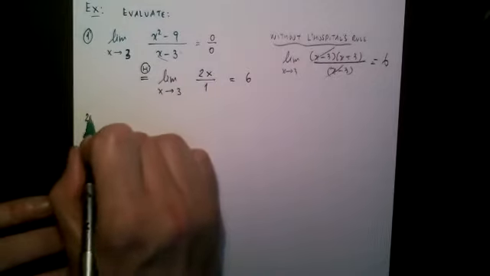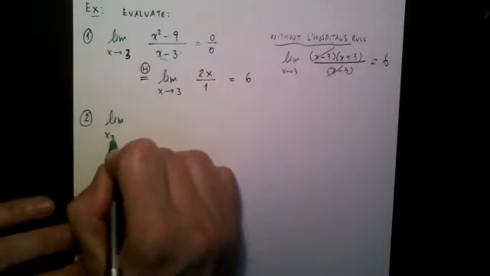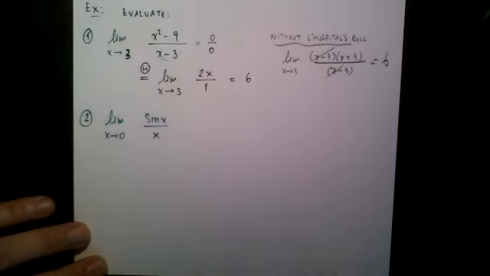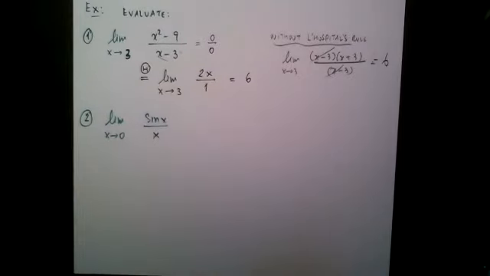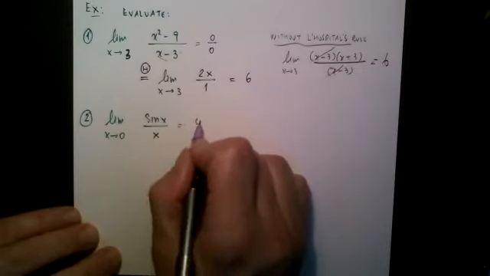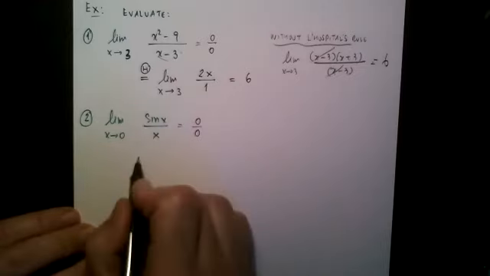Number 2. Okay, so try this one. Well, I'll try it. I'll do it with you. So limit x approaches 0 of sine x over x. So this we know that it's what? 1. Yeah, we know that it's 1. Okay, so let's use L'Hopital's rule. So if you plug in 0, you get 0 over 0. So I could use L'Hopital's rule. This is eligible.